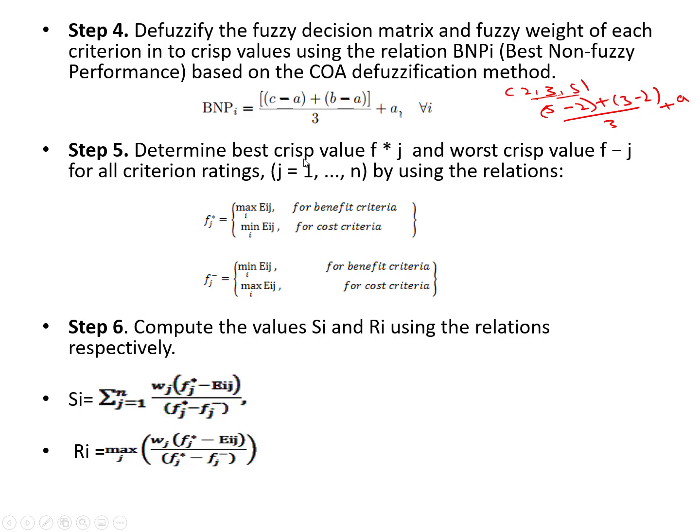Then step 5, determine the best crisp value and worst crisp value. We denote them with f star and f minus, for all criteria.